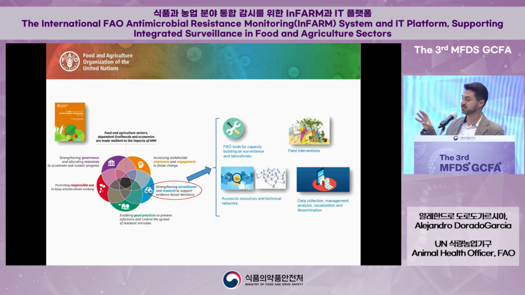Among these 5 objectives, one of them is strengthening surveillance and research. And I'm going to focus on this. For this, we have 4 main mechanisms to deliver on this objective. One is to deploy tools for capacity building on surveillance and laboratories in the field. We also do field interventions, collecting samples, doing antimicrobial susceptibility testing and pilot studies. We also provide access to resources and technical networks.